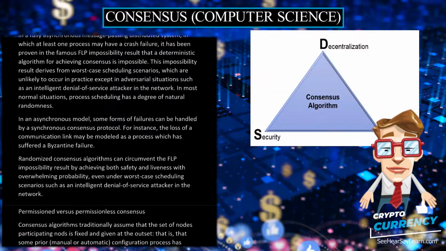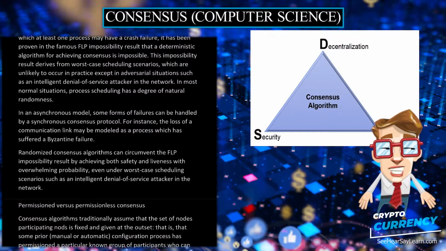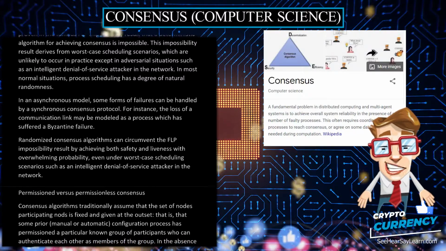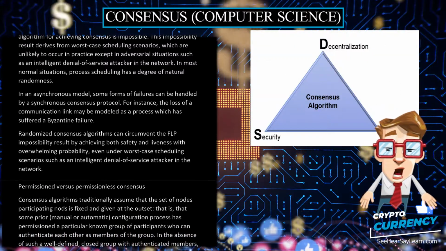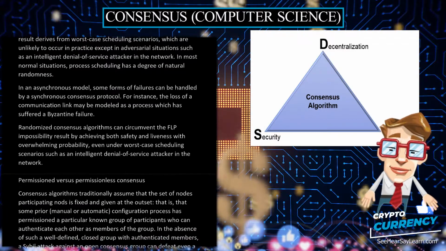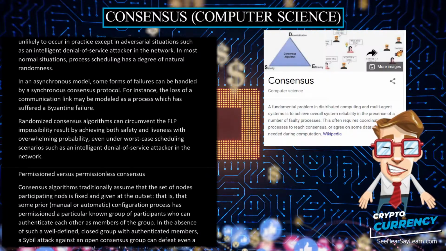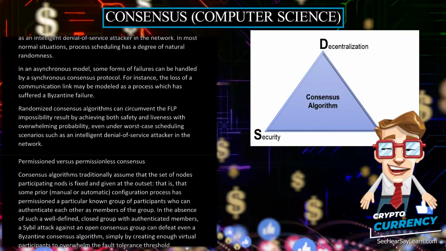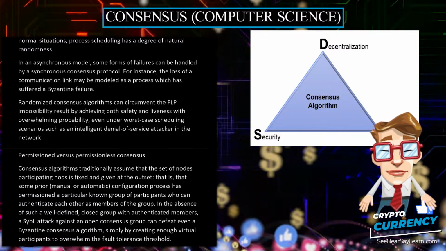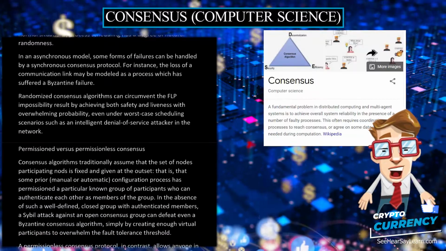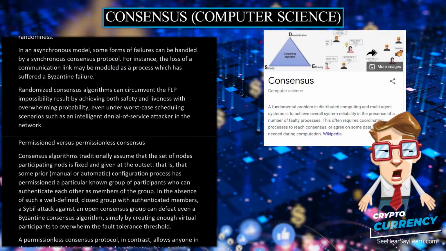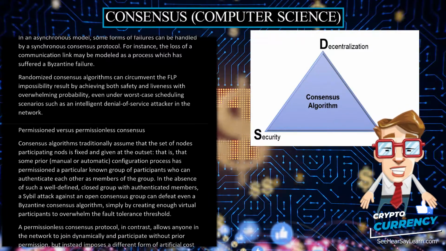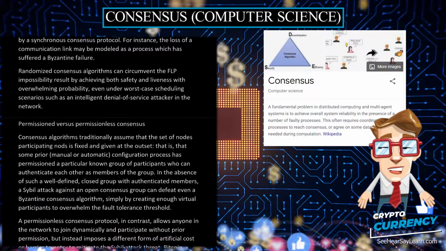Permissioned versus permissionless consensus. Consensus algorithms traditionally assume that the set of participating nodes is fixed and given at the outset, that is, that some prior, manual or automatic, configuration process has permissioned a particular known group of participants who can authenticate each other as members of the group. In the absence of such a well-defined, closed group with authenticated members, a Sybil attack against an open consensus group can defeat even a Byzantine consensus algorithm, simply by creating enough virtual participants to overwhelm the fault tolerance threshold.